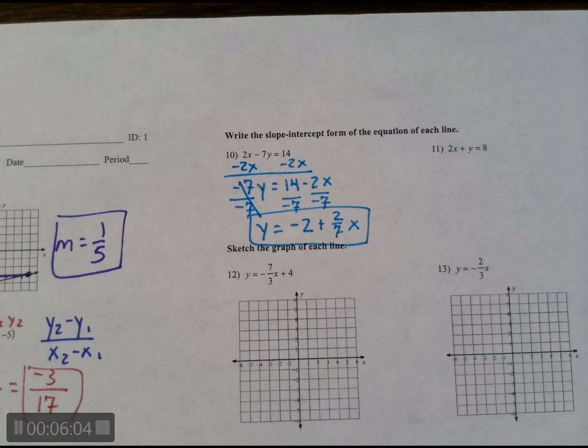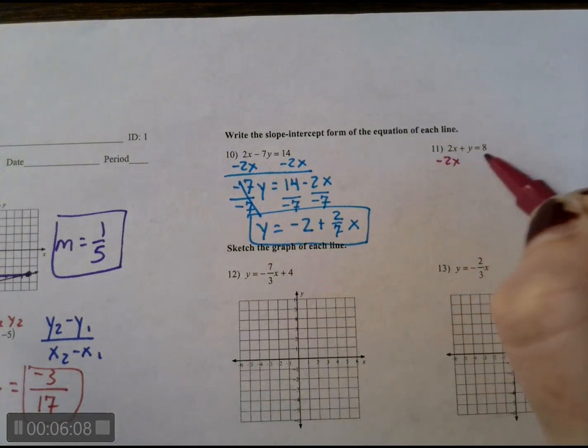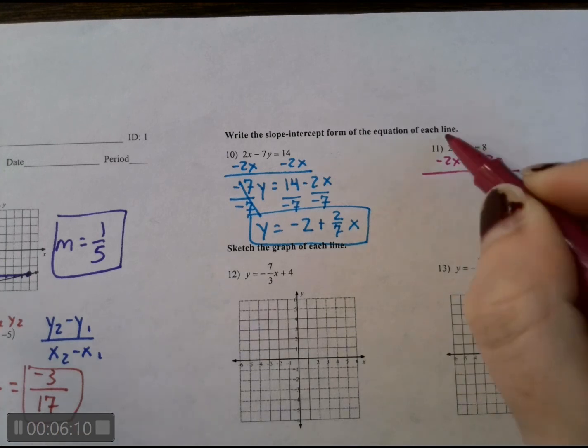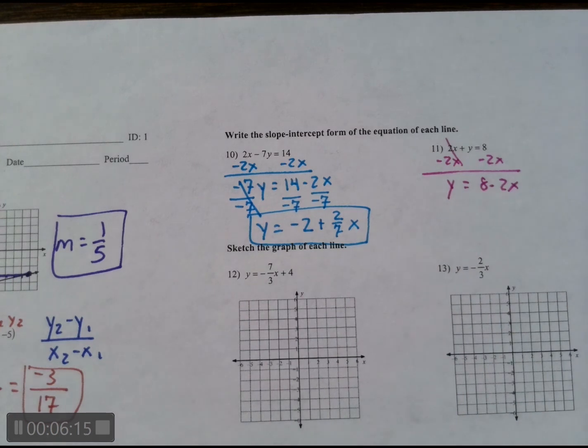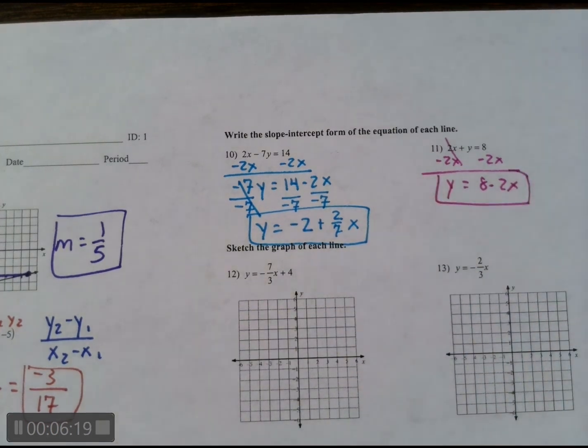Alright, for number 11, we need to do the same thing. So we are going to subtract 2x from both sides. So y equals 8 minus 2x. And hey, look, there's no simplifying in that one. So this is our answer. Alrighty?